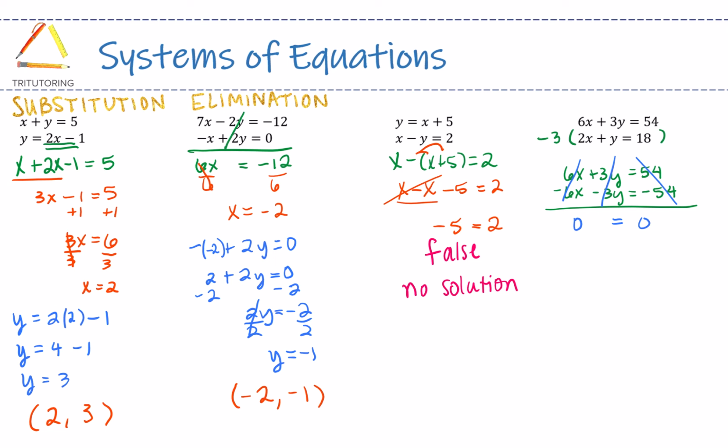Is that a true statement? Well, yes, 0 does equal 0. If I'm left with a statement that's true, and it's always true, my variables are gone, and it's a number equals itself, that tells me this is my other type of special solution. This is infinitely many solutions.